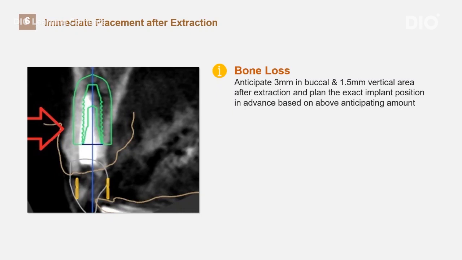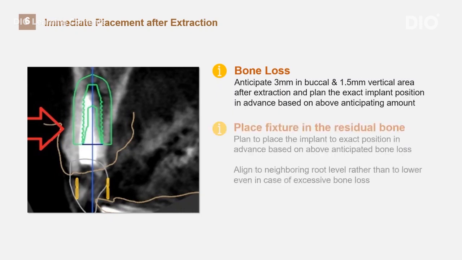Next is immediate loading after extraction case. In general, it can be predicted that our alveolar bones will be absorbed about 3 millimeters in the buccal and about 1.5 millimeters in the vertical area after the extraction. Therefore, the fixture can be placed at the expected location where the alveolar bone absorption can occur, and the location of the bone can be predicted after the extraction.